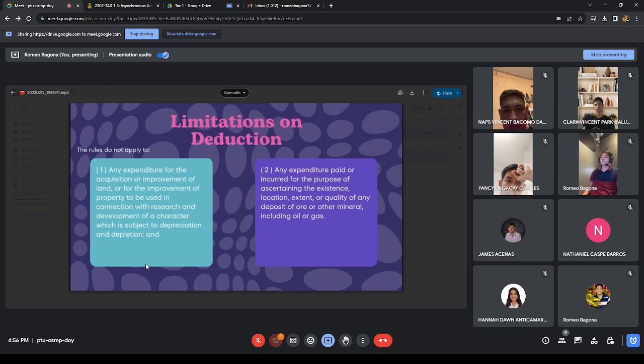So, of course, there are limitations on deduction. The rules do not apply to: 1, any expenditure for the acquisition or improvement of land or for the improvement of property to be used in connection with research and development of a character which is subject to depreciation and depletion; and 2, any expenditure paid or incurred for the purpose of ascertaining the existence, location, extent, or quality of any deposit of ore or other mineral, including oil or gas.